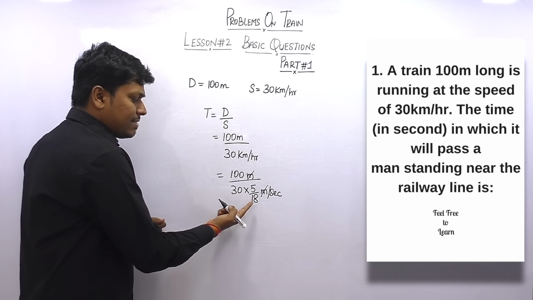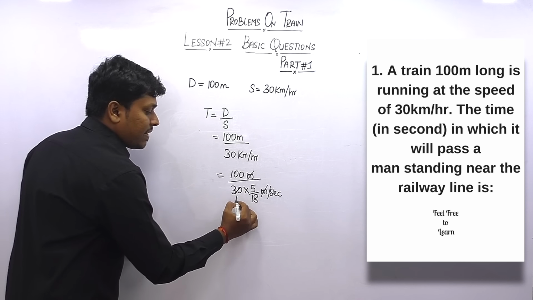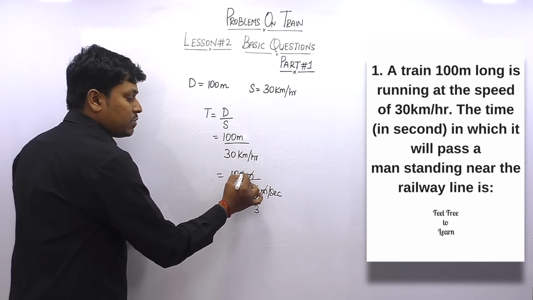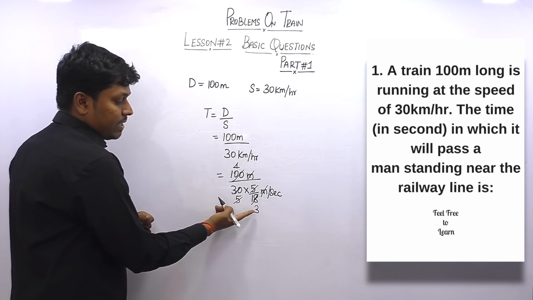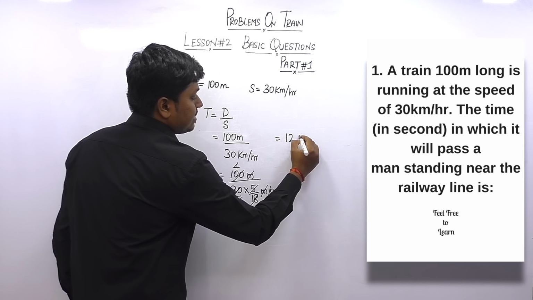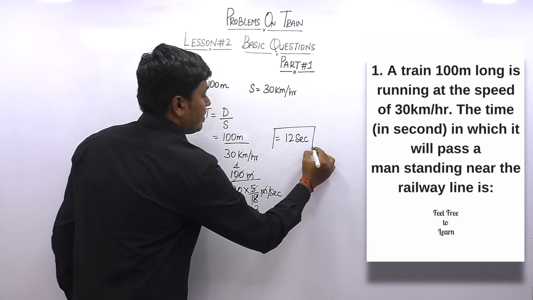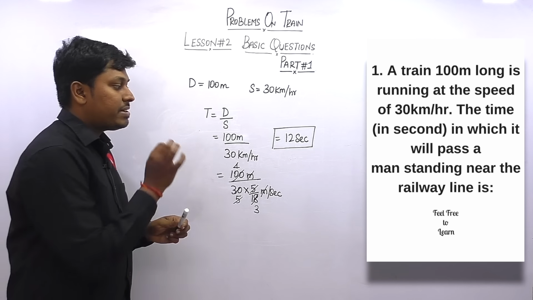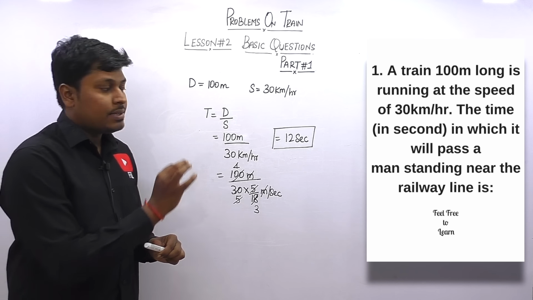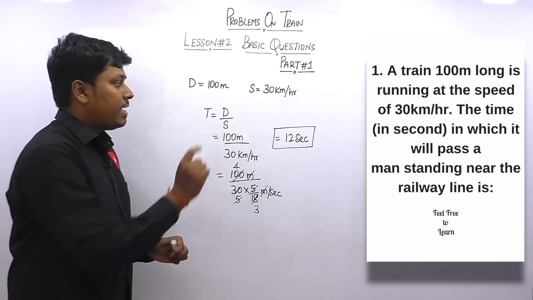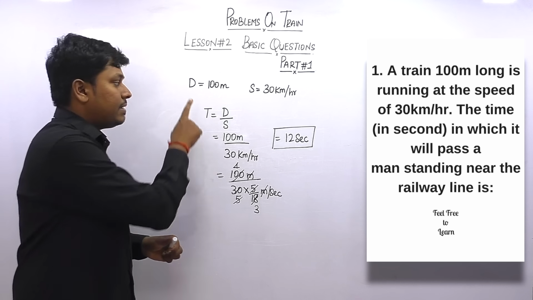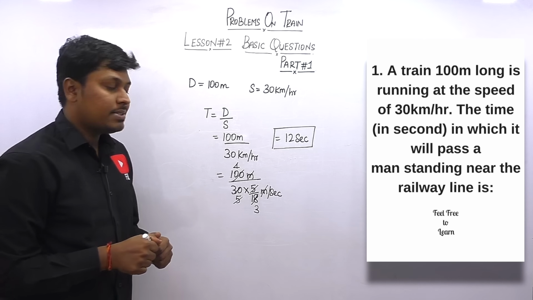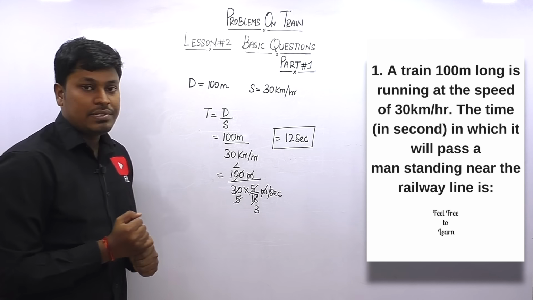So I think now you can cancel this on the 6 table. 6 5s are 30, 6 3s are 18. So 5 into 5 will be 25, right? So 25 4 times will be 100. So we can say that 4 into 3 will be 12. So 12 seconds. So finally a train takes 12 seconds to cross a standing man on a railway line. So the answer for this question is 12 seconds. It's a basic question. So from this question, what you need to learn is, if a train crosses a standing man, then the distance traveled by the train is equal to the length of the train, which is 100 meter. So finally the answer for question number 1 is 12 seconds.